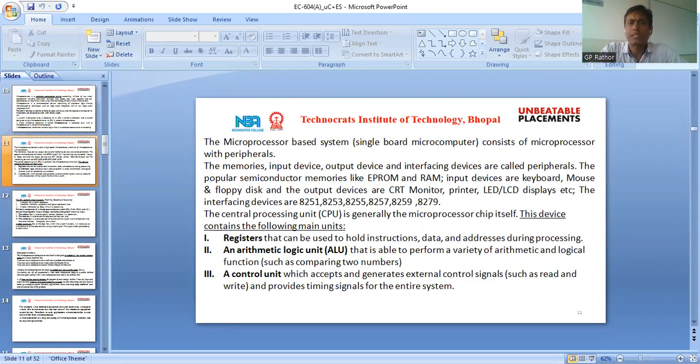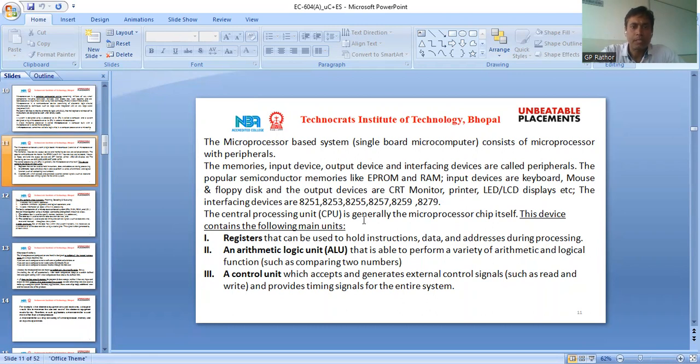The microprocessor-based system consists of a microprocessor with peripherals. The memory, input device, output device, and interfacing device are called peripherals. The popular semiconductor memories are EEPROM and RAM, input devices are keyboard, mouse, and floppy disk, and the output devices are CRT monitor, printer, LED, LCD display, etc. The interfacing devices are 8251, 8253, 8255, 8257, 8259, and 8279.